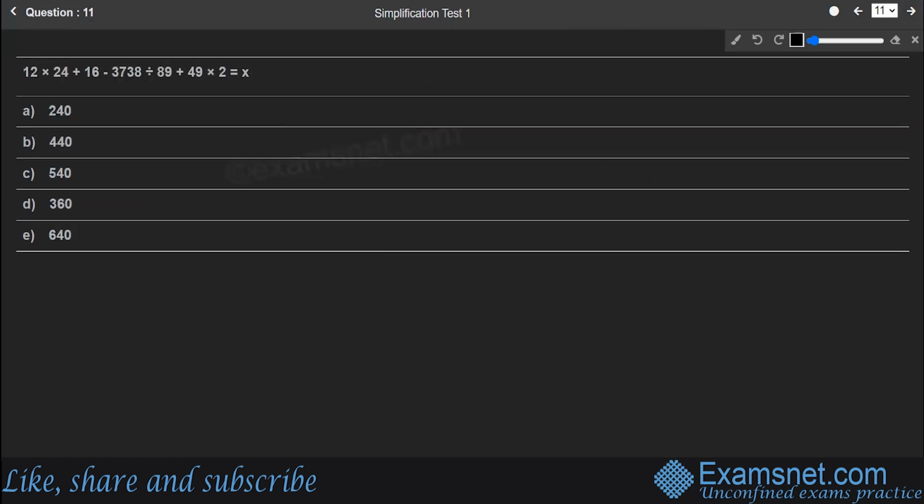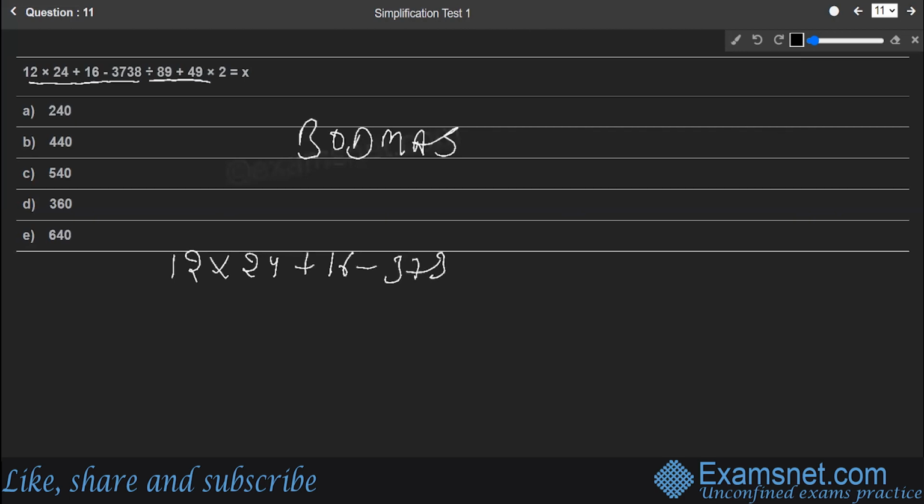Okay. The next question is 12 into 24 plus 16 minus 3738 divided by 89 plus 49 into 2 is equal to x. So again, we are not to forget the rule called BODMAS and follow the order. Let us write the expression first. The BODMAS rule says the bracket to be solved first, but there is no bracket available. Of to be solved, then no of available. So we're going to stick to the divide thing. Let us see where all the divide is happening. This is where the divide is happening, so we will solve this first.